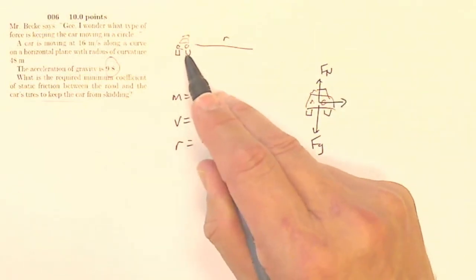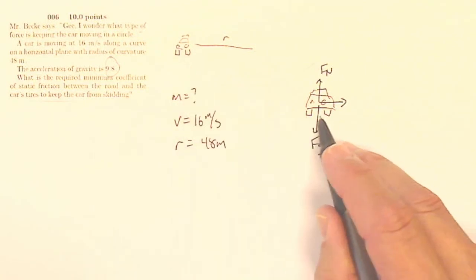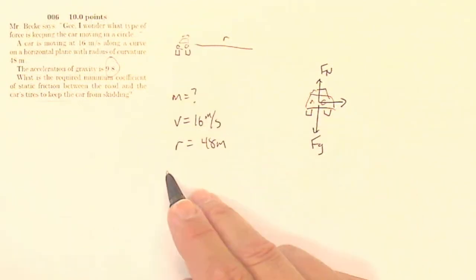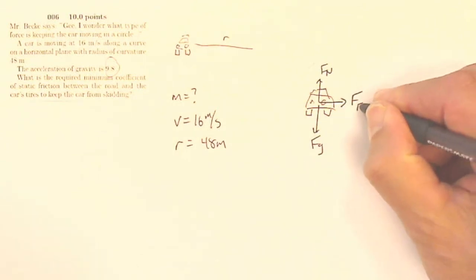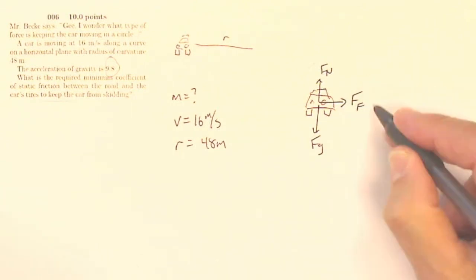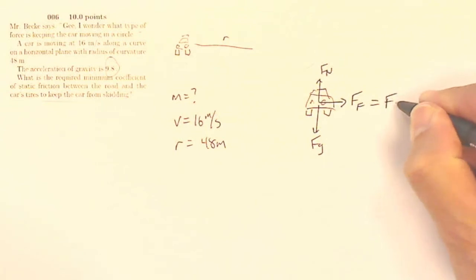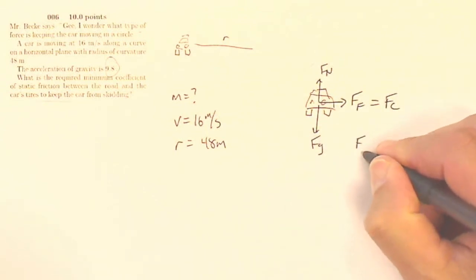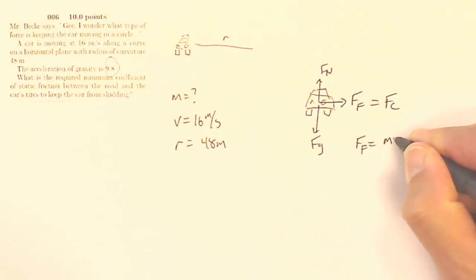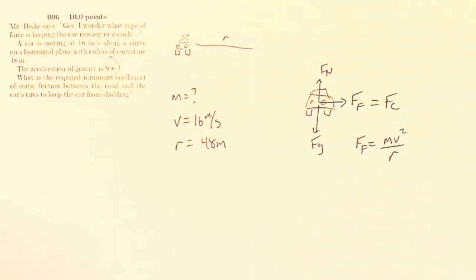It turns out that it's between the tires and the road. If there's no force between the tires and the road, the car would go off in a straight line. Instead, the car makes it around the turn. So this is my force of friction. What I know is that this is going to be my centripetal force. So that tells me that my force of friction is going to equal mv squared over r.